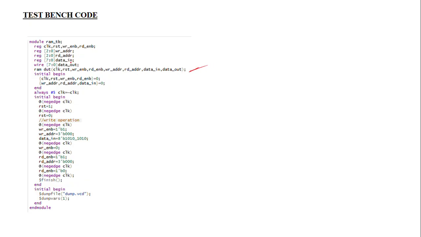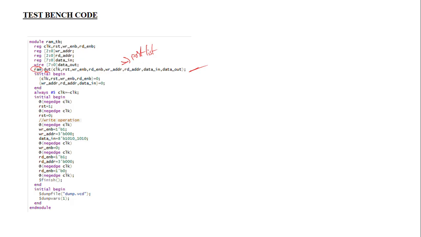This is called instantiation. First you have to write the design code module name, which should be the same as here, followed by DUT, design under test, the instance name. You can take any instance name, it doesn't matter. Followed by the port list. Port list means connection by order or connection by name. I already introduced all these things in previous videos. If you haven't watched them, go and watch them.